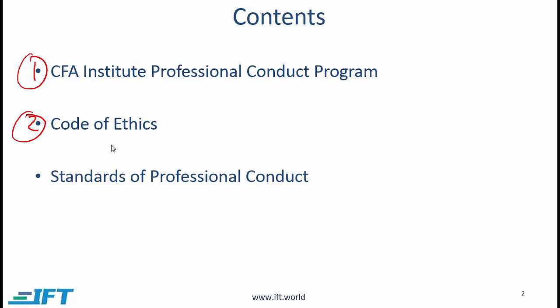The second point is the Code of Ethics. There are 6 elements here and you need to know each of them. And finally, we will cover an overview of the standards of professional conduct. In this particular reading, we just talk about the standards overview. In the next reading, we will cover the standards in a lot of detail.